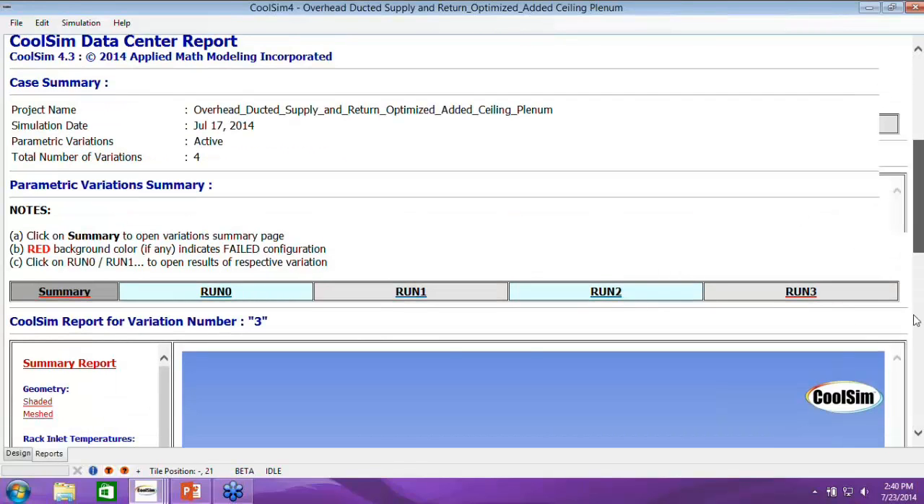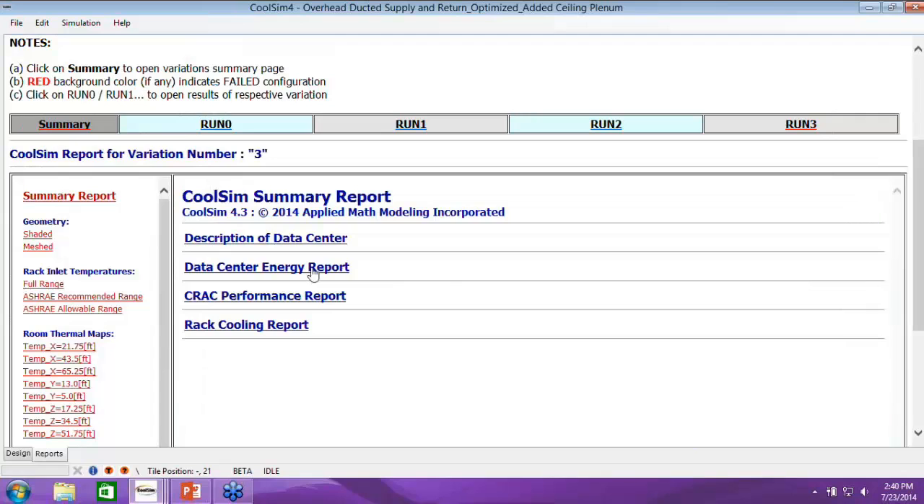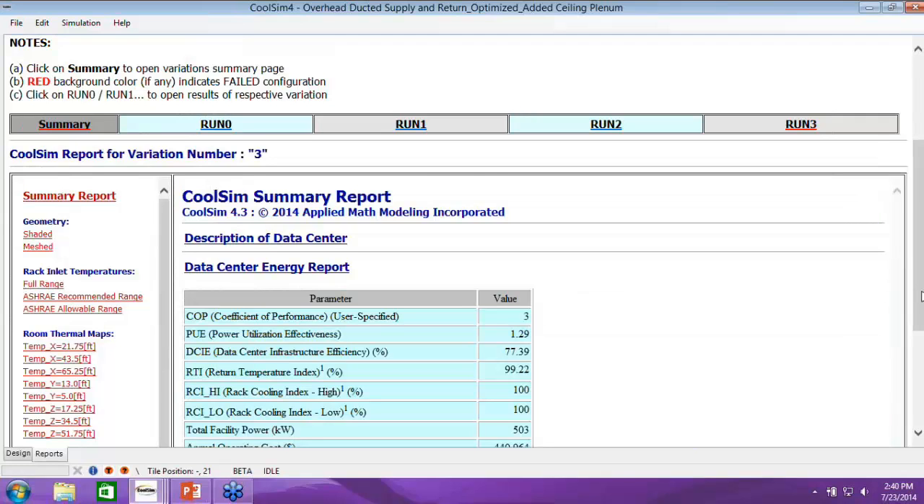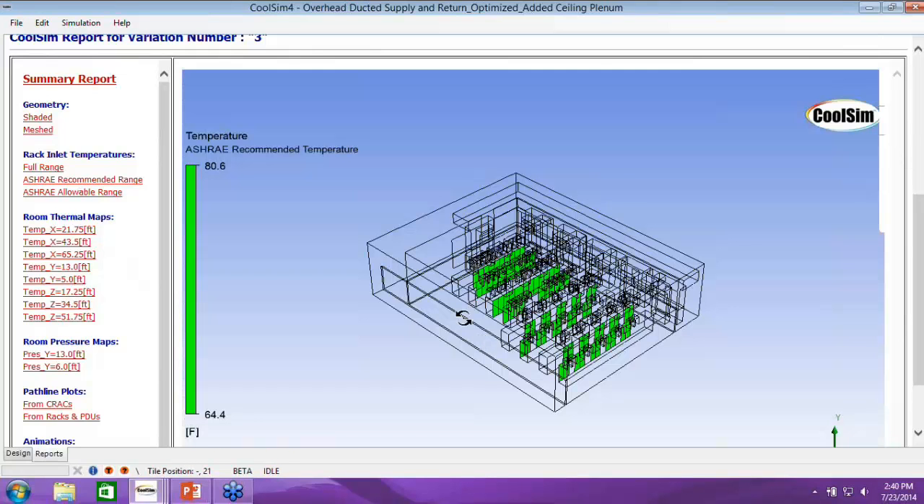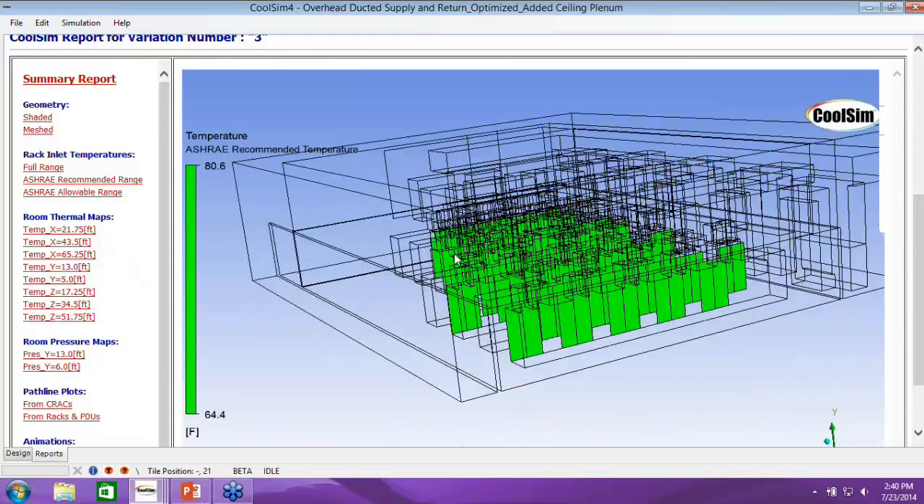And so let's take a look. We go to our summary report. We can tell with just those 3 parameters. And what's kind of fun about this is we went to 100 on all 3 of them. Okay? So by controlling the return air and putting a sealing plenum in place, we went from 46% on RCI high to 100%. And if we take a look now at our recommended temperatures, they're fine.